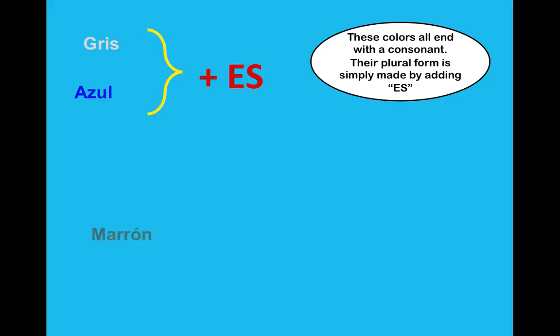Next we have the colors gris and azul. They both end on a consonant. So all we have to do is add ES to make them plural. Last but not least, we have marrón, which we saw earlier on our slideshow. We add the ES and then we remove the written accent. Let's explain it a bit further with some examples.